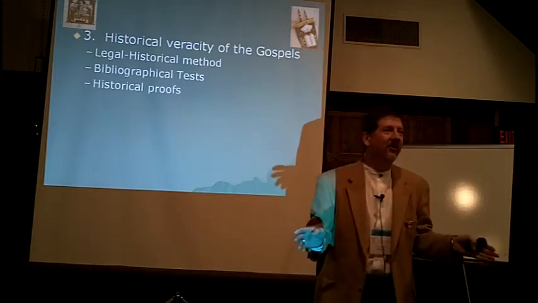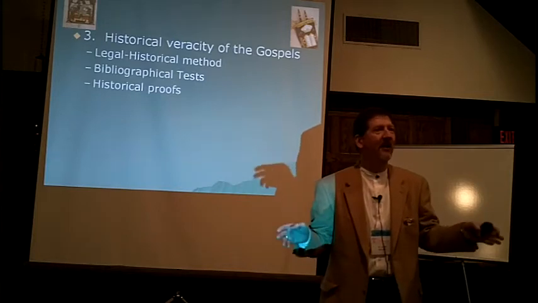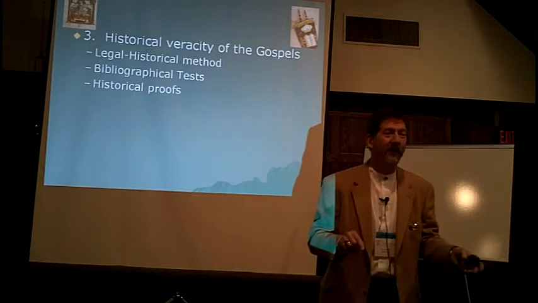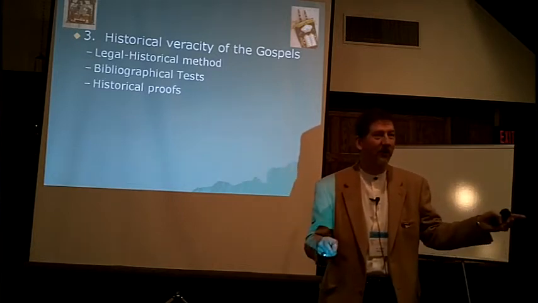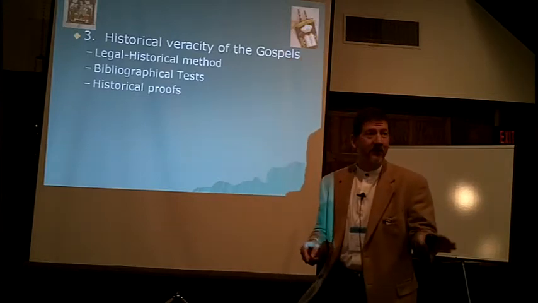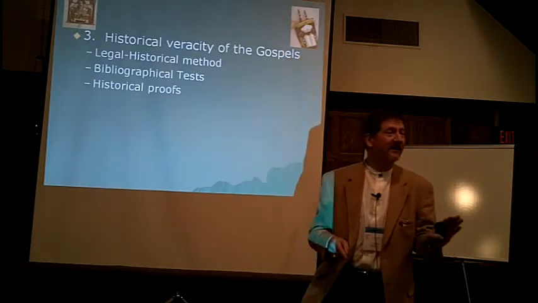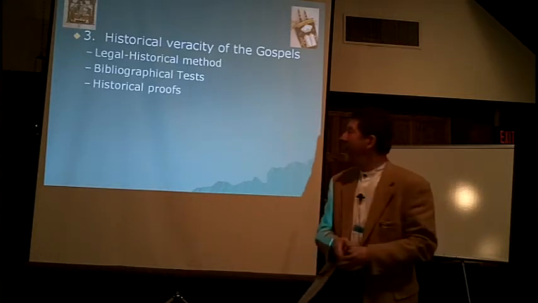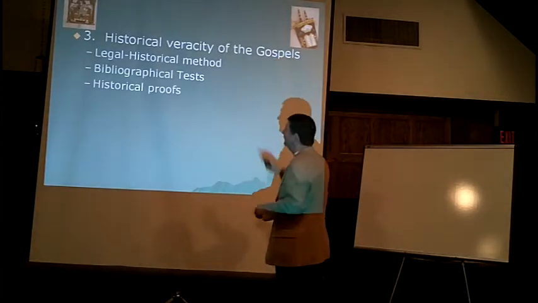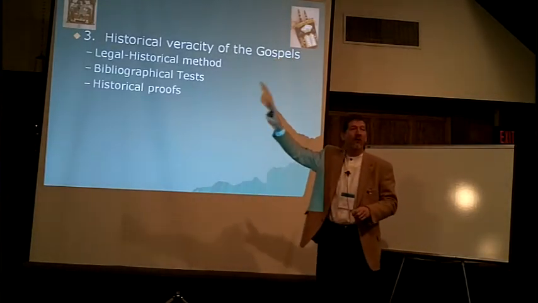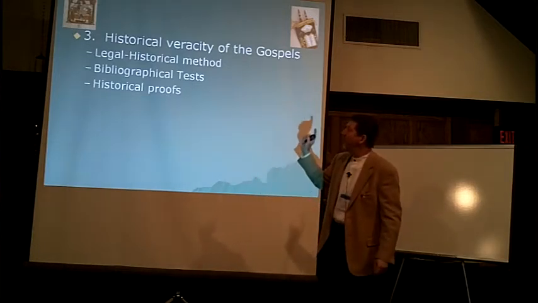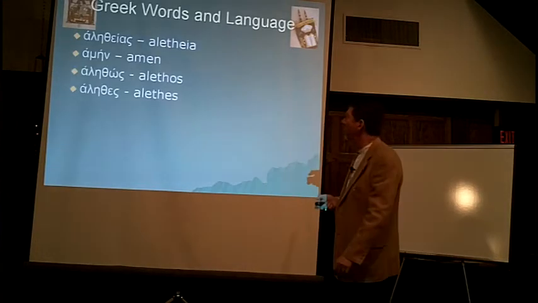But in the ancient world, we have a paucity of documents. There's not a lot of them. In the modern world, we have lots of documents. We may have more problem in the modern world figuring out what's truth and falsehood than they did in the ancient world, because there are so few of them. I think that is the true problem. Now, we do have a lot of neat stuff that we didn't have in this period. We'll talk about those too. But in any case, there is a method called the legal historical method that you apply to any evidence in the world, period. And I'll talk about that. We have bibliographical tests, we have historical proofs, and we'll talk about all those.